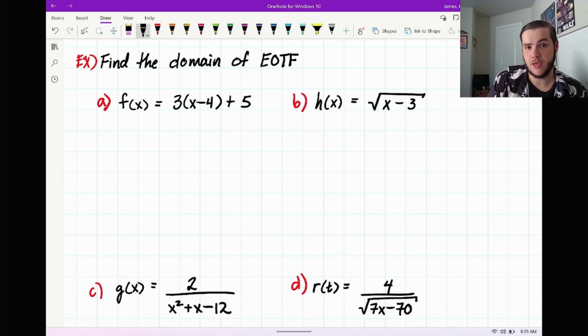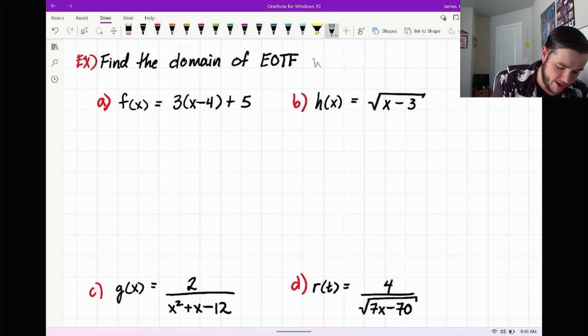To start, in part A, essentially the question we want to ask here, rather than find the domain, is what x values are allowed? What x values are allowed?